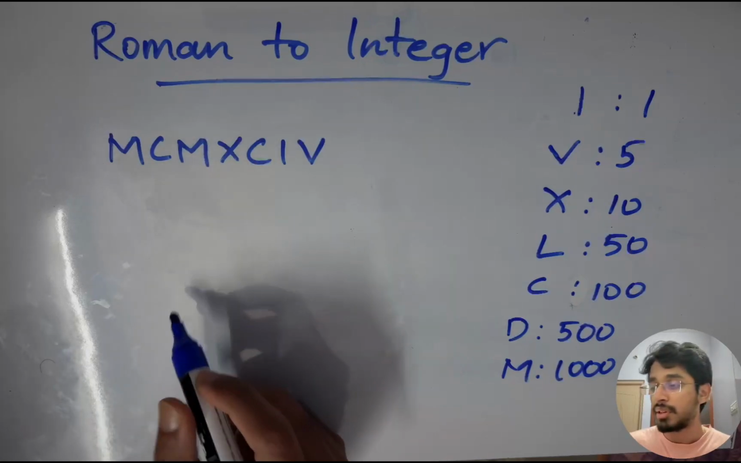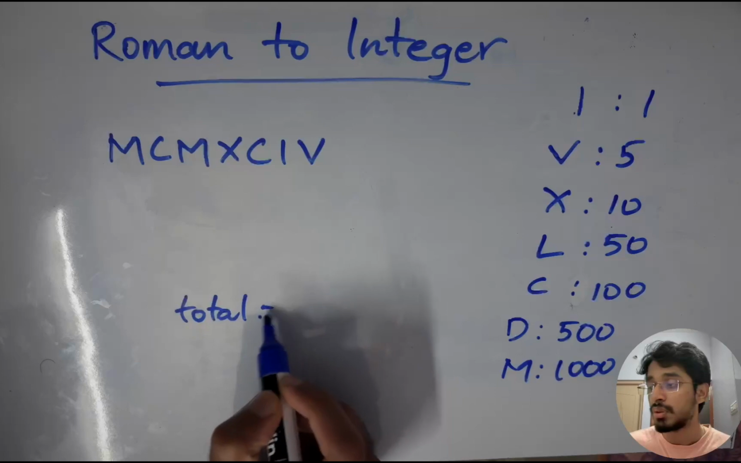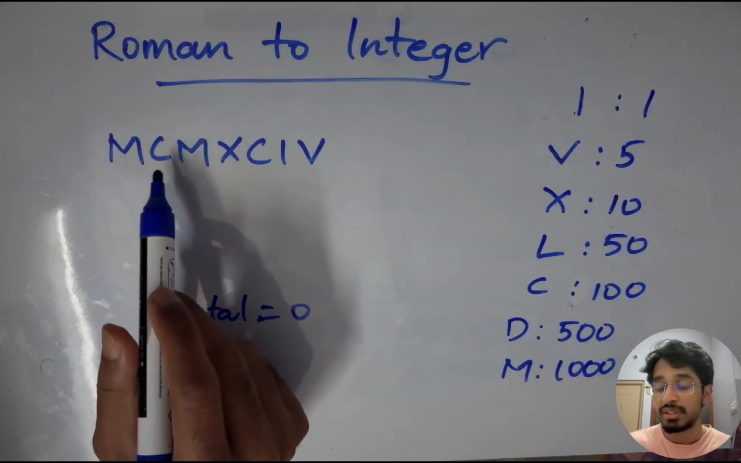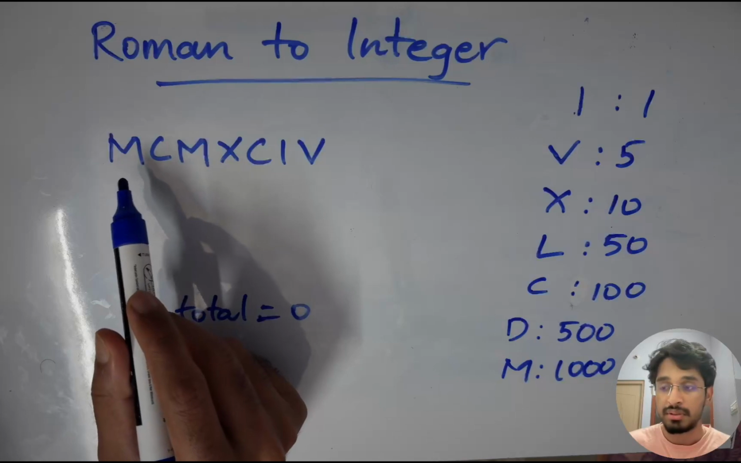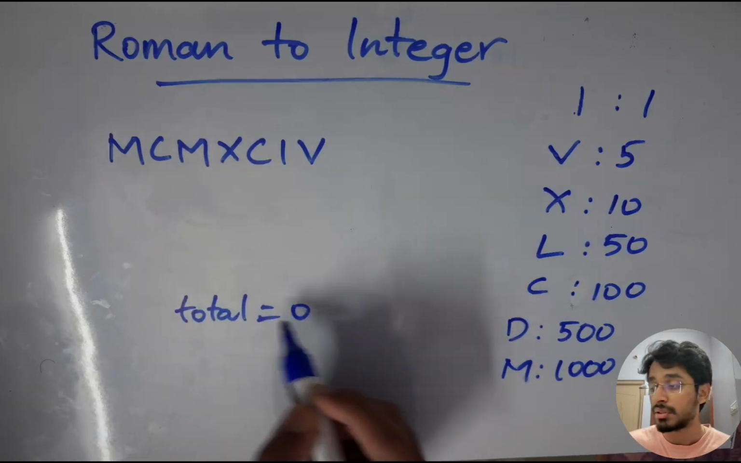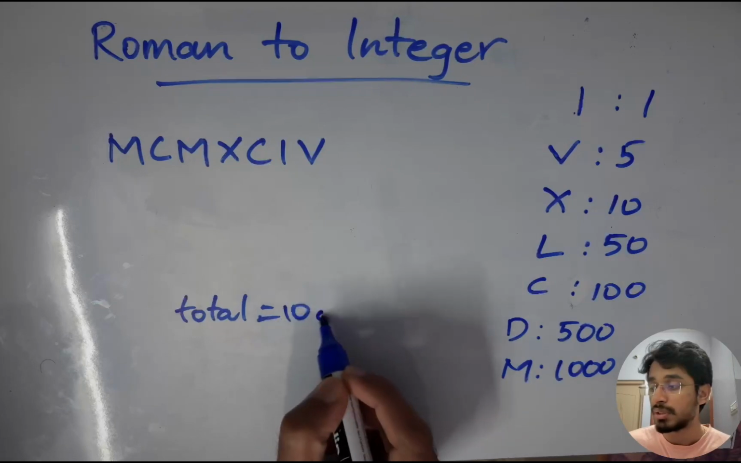So we will have a running total, which is a variable which you can initially set to 0. Now we see that the next value is not less than the previous value, so we add the previous value to the current total. So 0 plus 1000 is 1000.